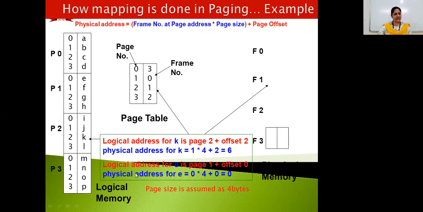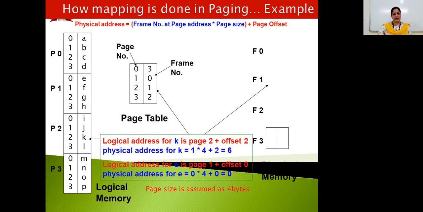Now we will find out the physical address here. Physical address is what? Frame number into page size. Now how will you find out again the frame number? Look at the page table. What is the page number for E? It is page 1. So across page 1, what is the mapped value for frame? It is 0. So put the value here, 0 into 4 plus offset we already calculated, 0. So you get the value here as the physical address of E is 0.